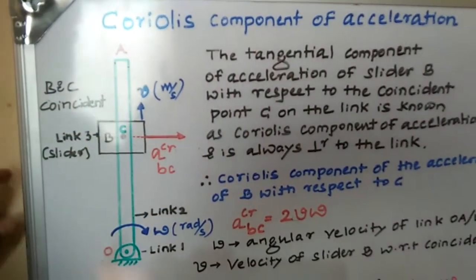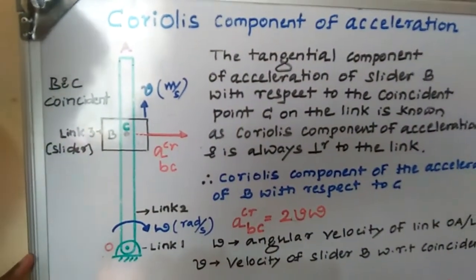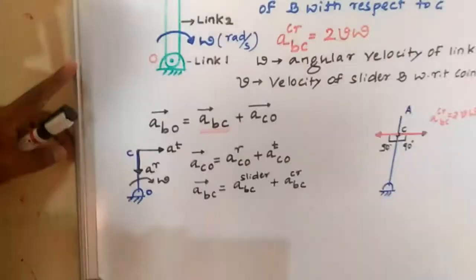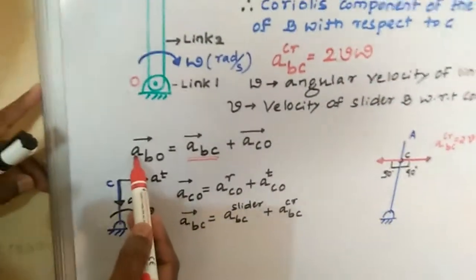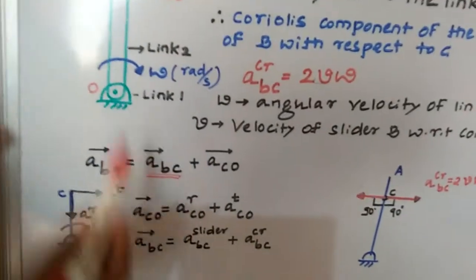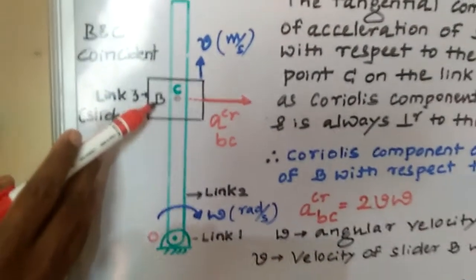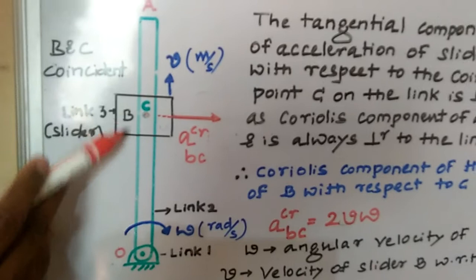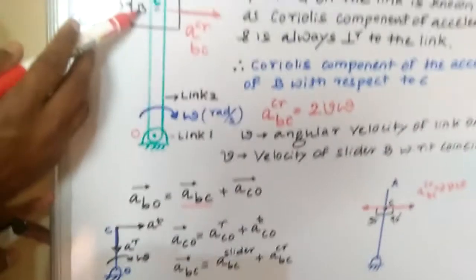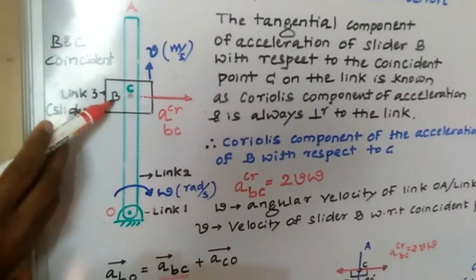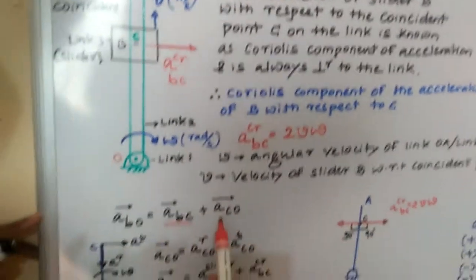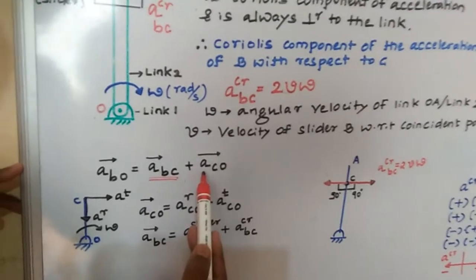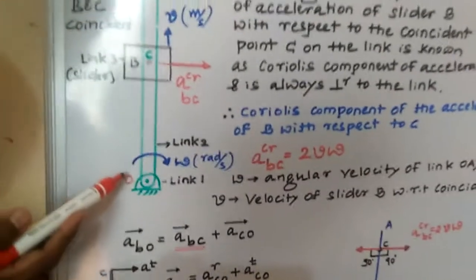In order to determine the Coriolis component, you have to draw the vector diagram, which comes in this way. The acceleration of B with respect to O, that is the slider with respect to the fixed point, is equal to the relative acceleration between B and C, plus the acceleration of C with respect to the fixed point O.